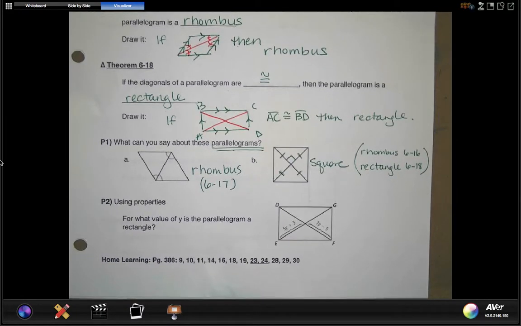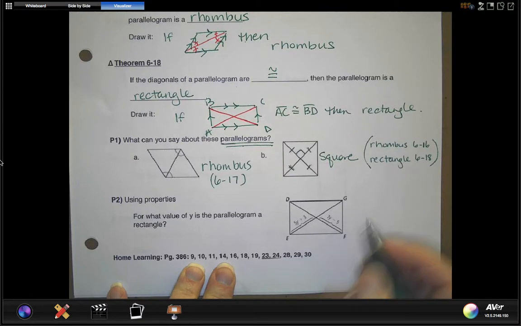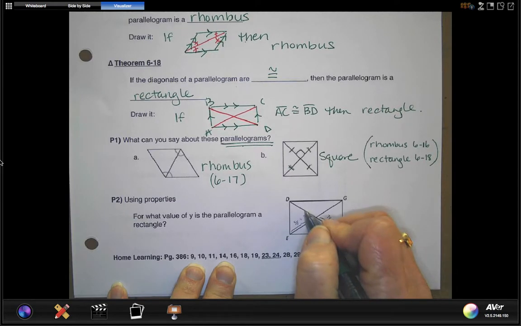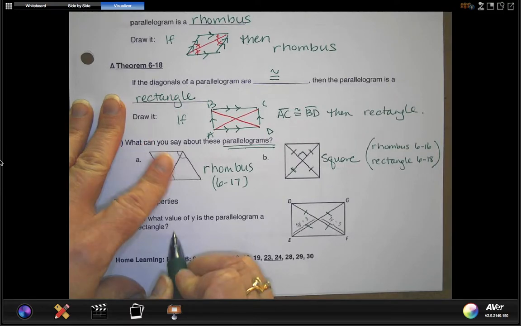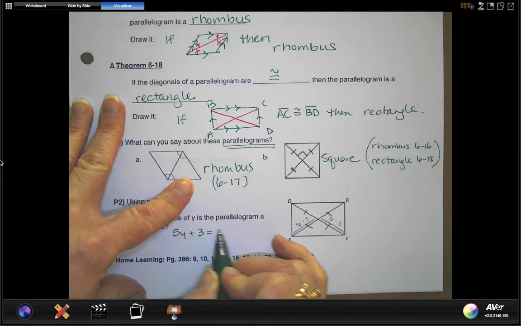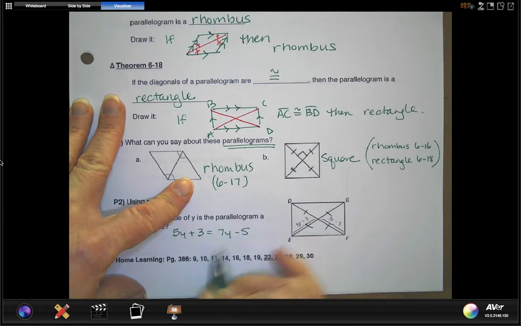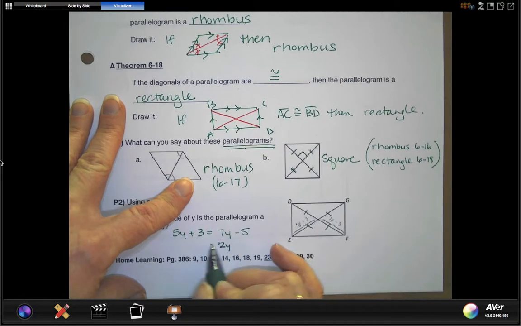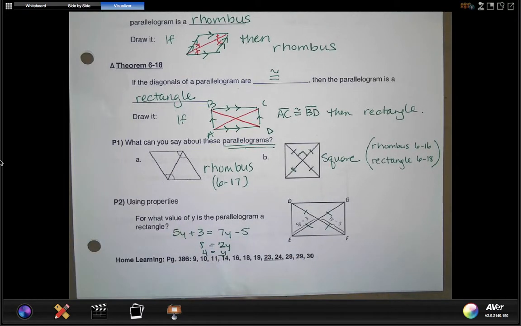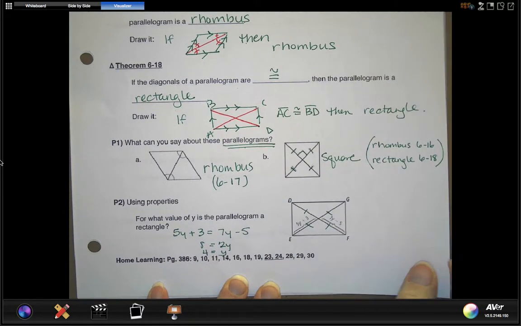For what values of y is the parallelogram a rectangle? So again, if it's a rectangle, then this whole diagonal and this whole diagonal are congruent. But by being a parallelogram, these pieces are congruent. So basically all these little pieces right here are congruent in that rectangle. So I can just say 5y plus 3 is equal to 7y minus 5, 2y equals 8, so y is equal to 4. Okay? So that's 6.5.